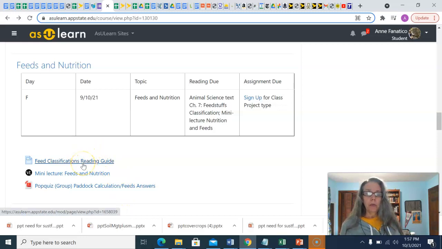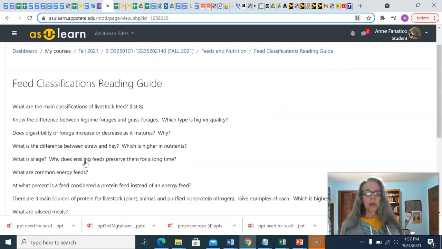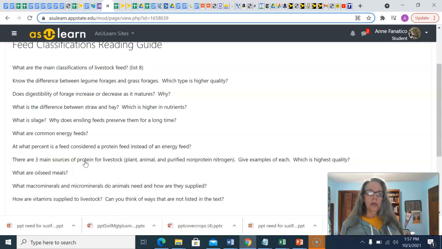We've studied more about what types of feeds offer the nutrients needed. We'll study more about nutrition later in the semester, but I did include in your mini lecture some basic things. And so you do need to know the basic classifications of livestock feeds, and this is where we studied about pasture, or we studied about roughages, we studied about hay, we studied about silage.